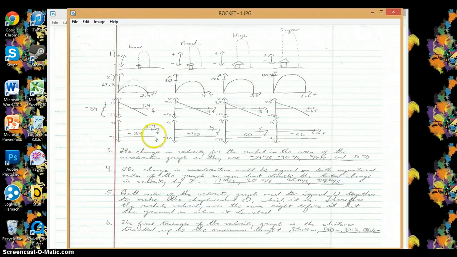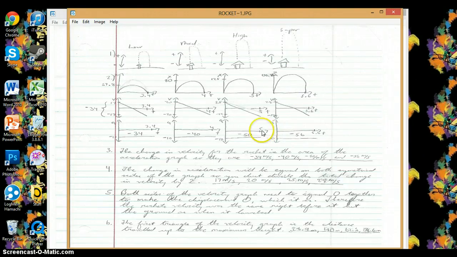All of them have the acceleration of Earth's gravity field, which is negative 10 meters per second squared. And so the low one I timed out at 3.4 seconds, the medium at 4 seconds, the high at 5 seconds, and the super at 5.6 seconds.